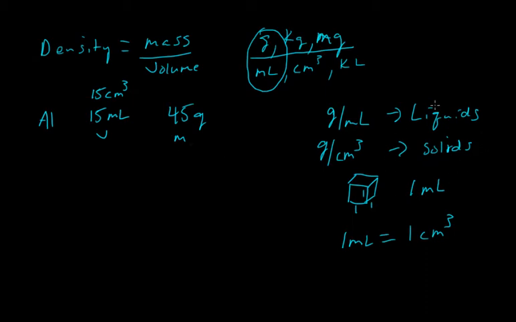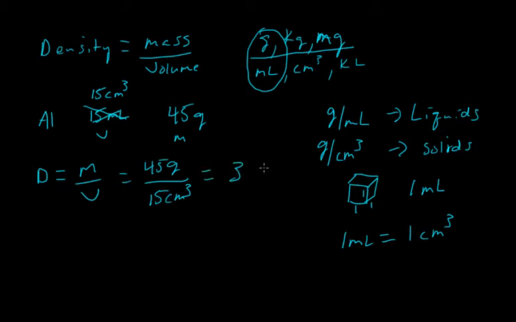So for sake of keeping things similar, instead of using 15 milliliters, let's just use 15 cubic centimeters. Once again, the formula for density is mass divided by volume. The mass is 45 grams, and the volume is 15 cubic centimeters. Once we work this out, we take 45 divided by 15. That's going to give us 3 grams per cubic centimeter.